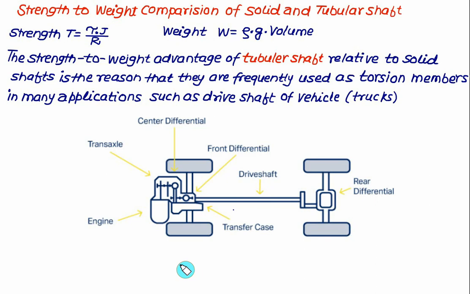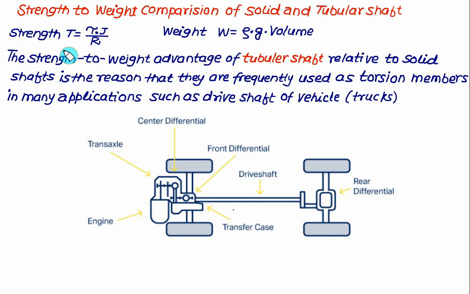Up till now, we have practiced the torsion formula. We are able to calculate the torque in the solid shaft and the hollow shaft. We know that the torsion strength is given as shear stress multiplied by J divided by R. Here the strength is dependent on the geometric property J, and if the value of J is higher, naturally the strength will be higher.